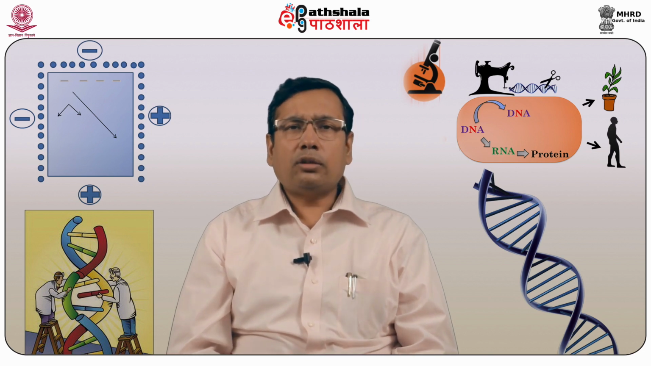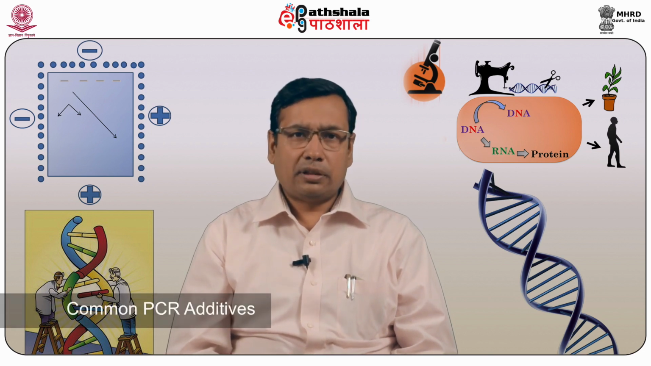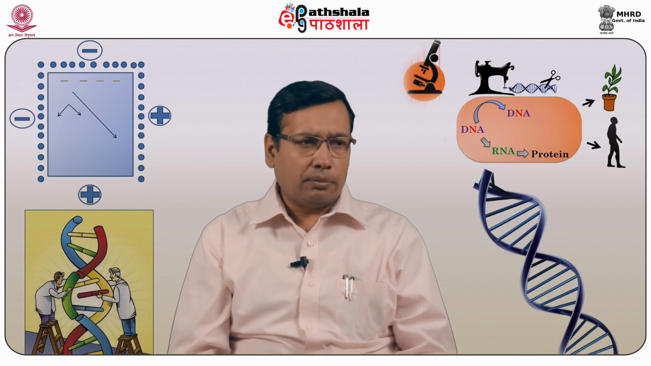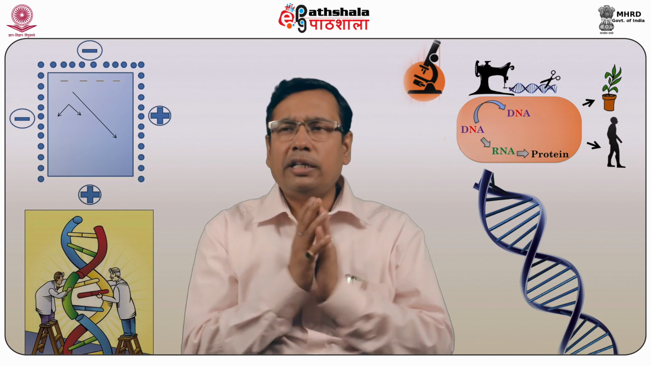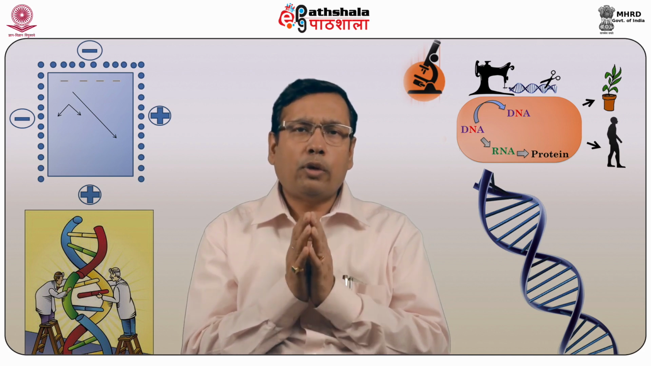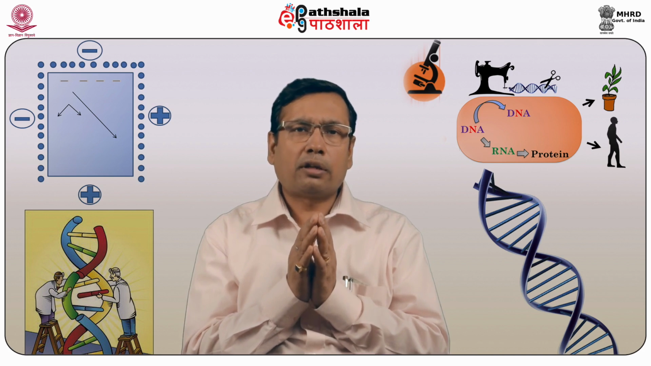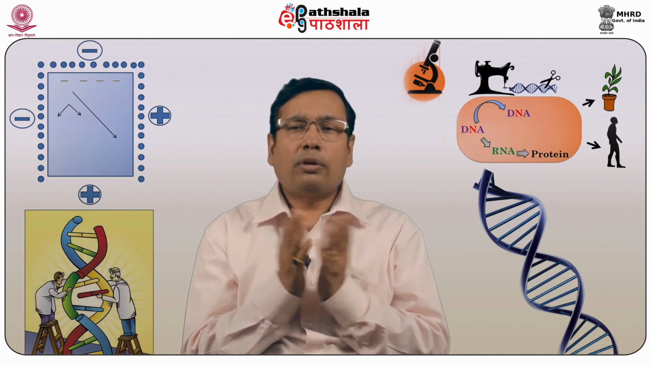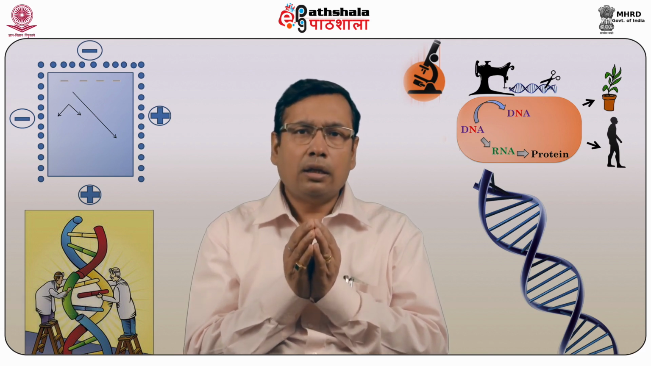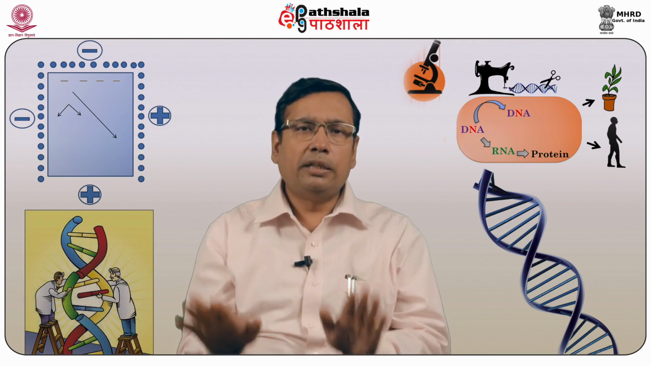Now, what are the common PCR additives? BSA. Whenever we are doing the PCR, BSA is already in the buffer, usually at 0.1 to 0.8 microgram per microliter concentration. What is the function of BSA? BSA stabilizes the Taq polymerase and overcomes the PCR inhibitors.